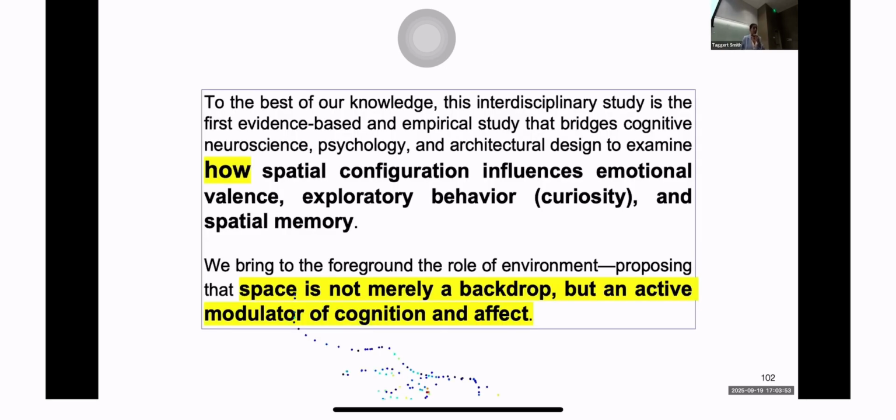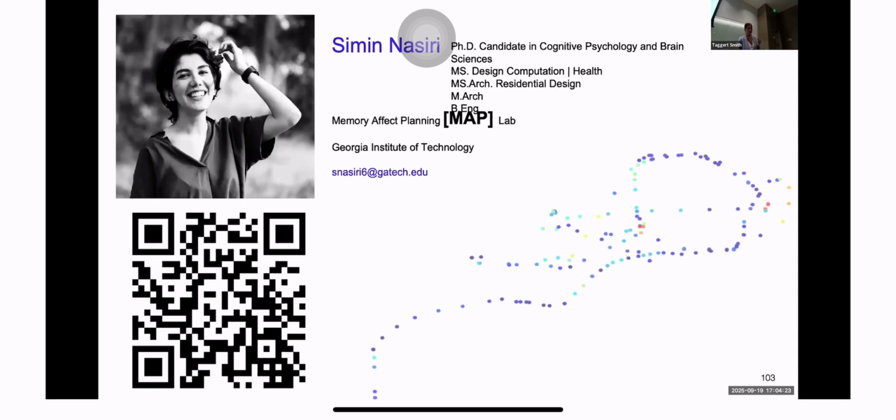So to the best of our knowledge, this was basically the first evidence-based empirical study to bridge cognitive neuroscience, psychology, and architectural design to examine how spatial configuration influences emotional valence, exploratory behavior, curiosity, and spatial memory. So this basically brings to the foreground that space is not just a backdrop, but an active modulator of cognition and affect and our daily behaviors. Thank you.